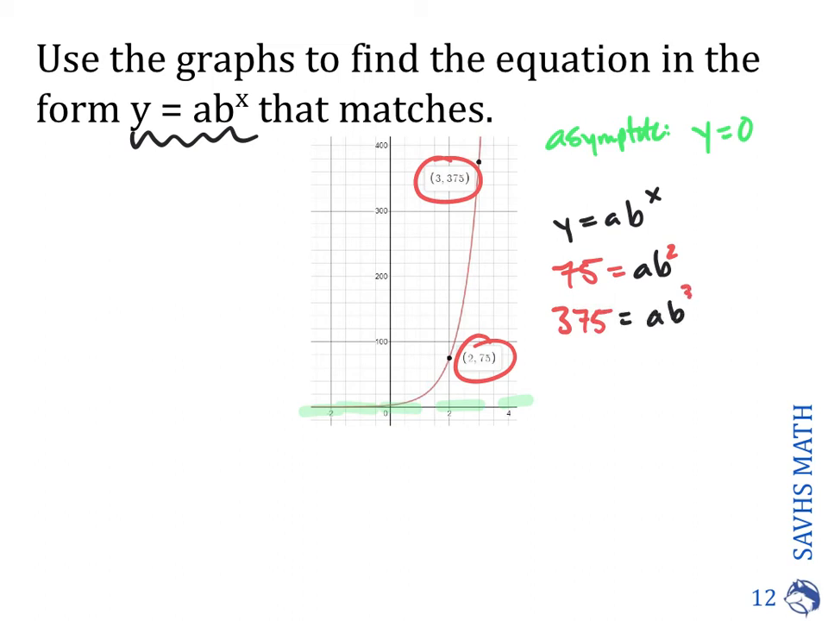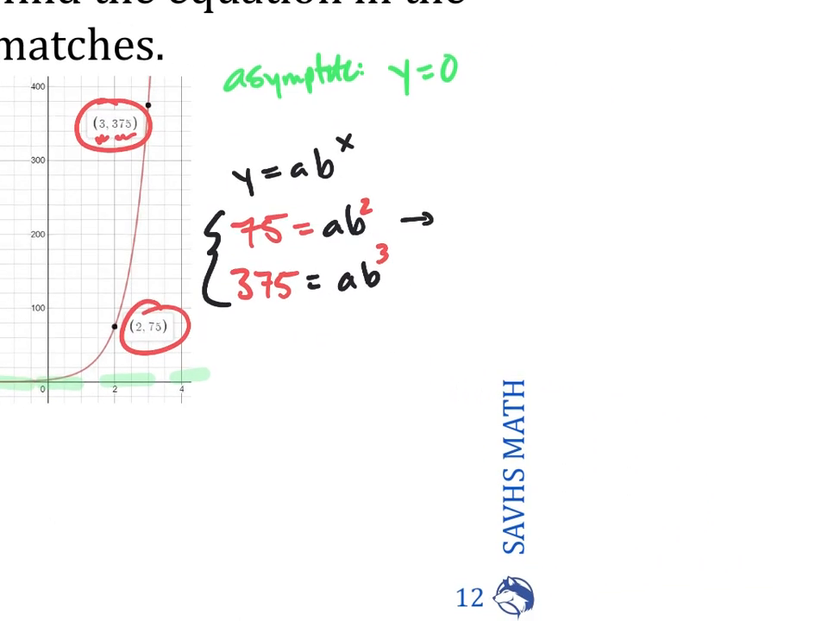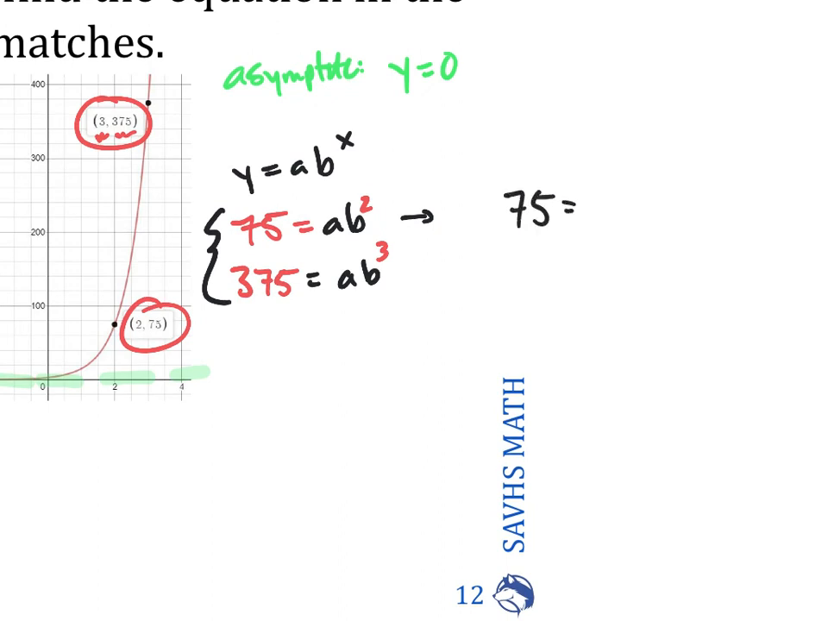cubed. So I'm taking these points, x and y, and putting those values in for x and y in the equation. Now our job is to figure out what a and b are. So this is really a system of equations with two variables in it. The two variables that I need to know are what a and b are. So how can I do this? Let's take this first equation and figure out something we can do with it. So 75 equals ab squared.